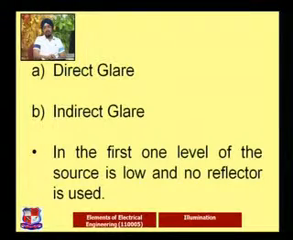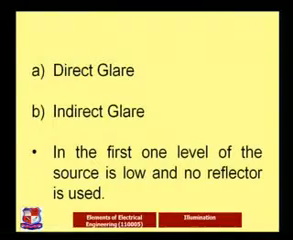So the first one is the direct glare. The level of the source is low and no reflector is used, meaning if the height of the source is not set properly, much more light is going to fall onto the object and the person working there, and that is going to create the glare. So height is less, no reflector is used, no cover is there around the lighting source, so that creates the problem known as direct glare.